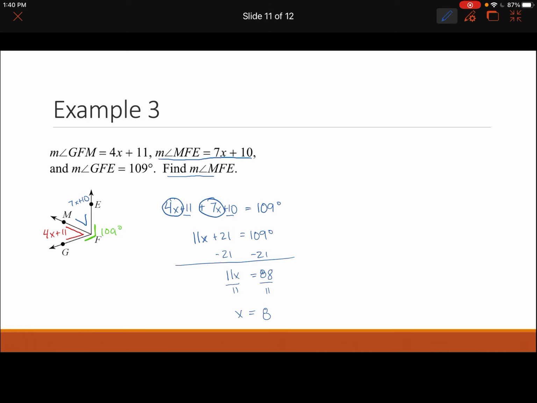Now notice our work said we need to find the measure of angle MFE. So MFE, that's going to be 7 times 8 plus 10. So that's 56 plus 10, which is 66. Now I encourage you to go back and check all of your work so that you can make sure all of the values work. So that means that GFM is going to be 4 times 8 plus 11, which is 32 plus 11, which is 43. And so we know that GFE is the two smaller angles. So 66 plus 43 is 109. So all of our work checks out.